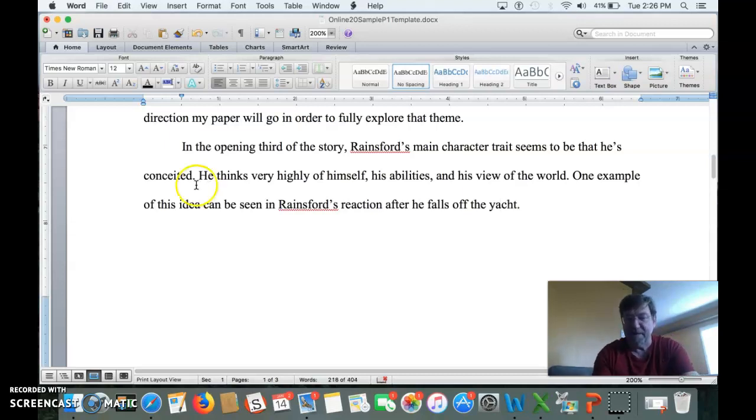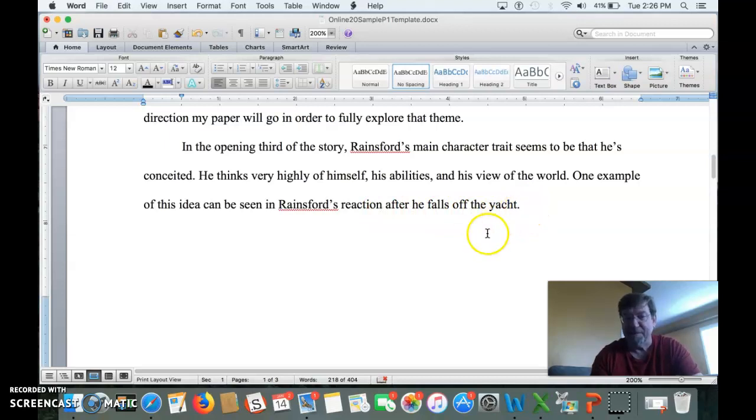Now, I try to be specific about this because I'm not giving you a quote that shows me how Rainsford falls. I'm not giving you a quote that shows me how Rainsford struggles in the water. I want to show you a quote that backs up how conceited he is, and that's his reaction after he finally gives up swimming, and that's what's coming here.